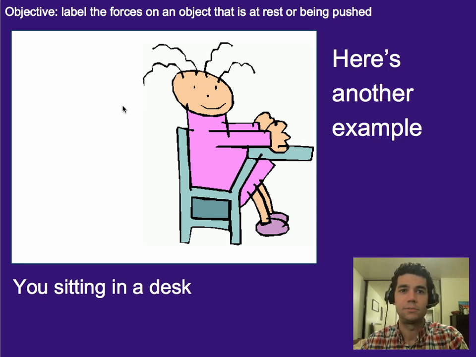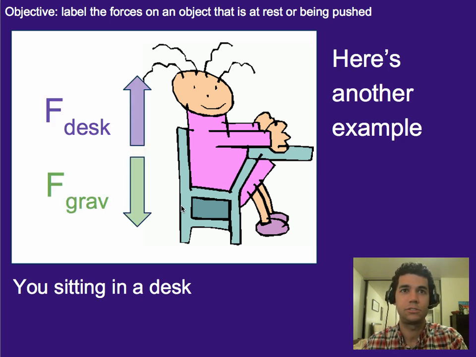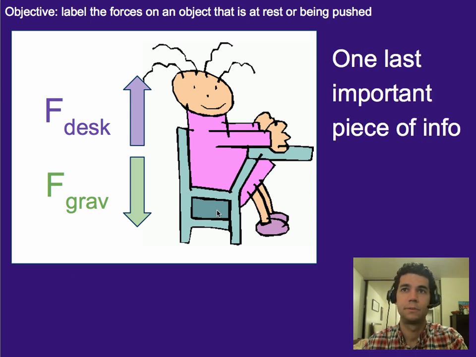Alright, one last example. You sitting on a desk, with your feet not touching the ground, so it's just your bottom on the desk. Go ahead and take a shot at it. Alright, welcome back. Again, there's the force from the desk, and we're using these subscripts to show that it's from the desk that's pushing up on this person. And as always, we have the force from gravity pulling down on this person.